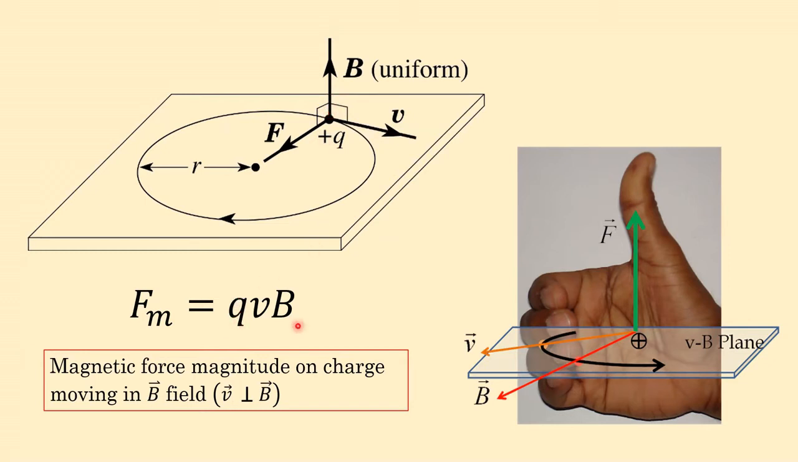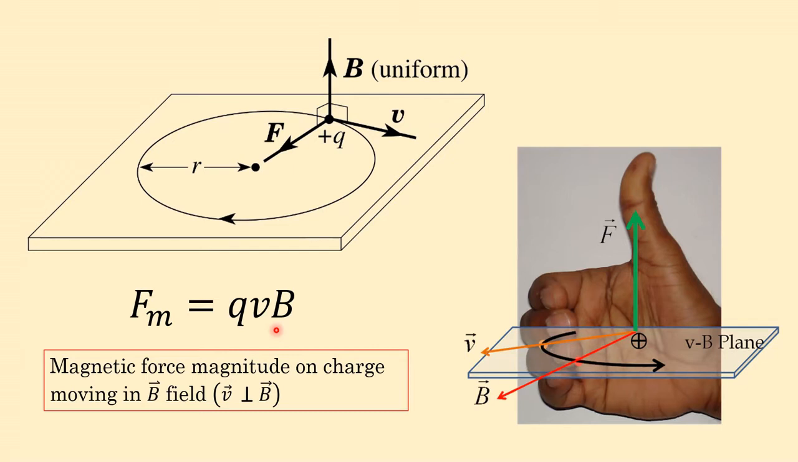It's right here. You just take the product of the quantity of charge, the speed of the charge, and the strength of the magnetic field. If you've taken electromagnetism, you probably had this memorized. It's worth memorizing. QVB, QVB, kind of rolls off the tongue easily.